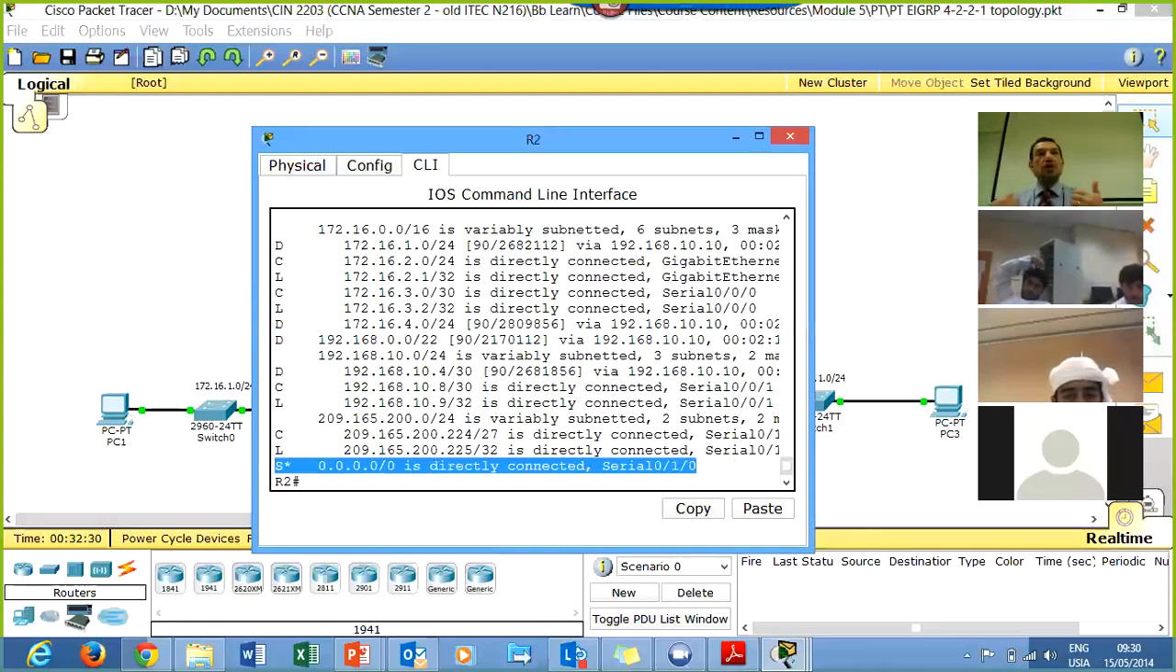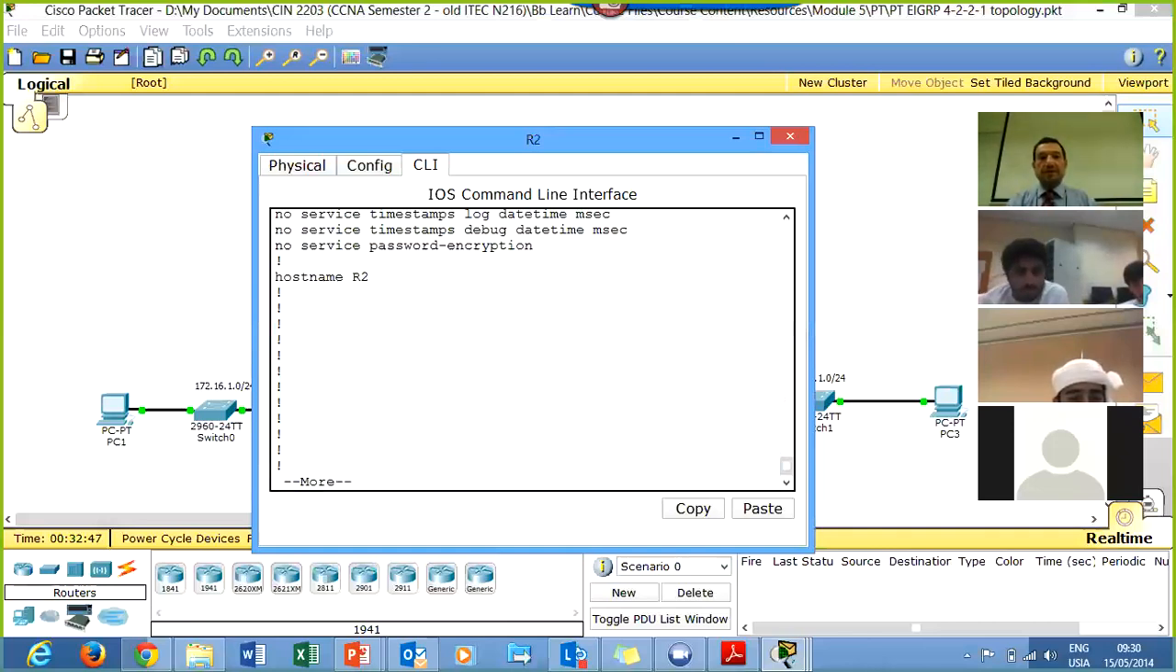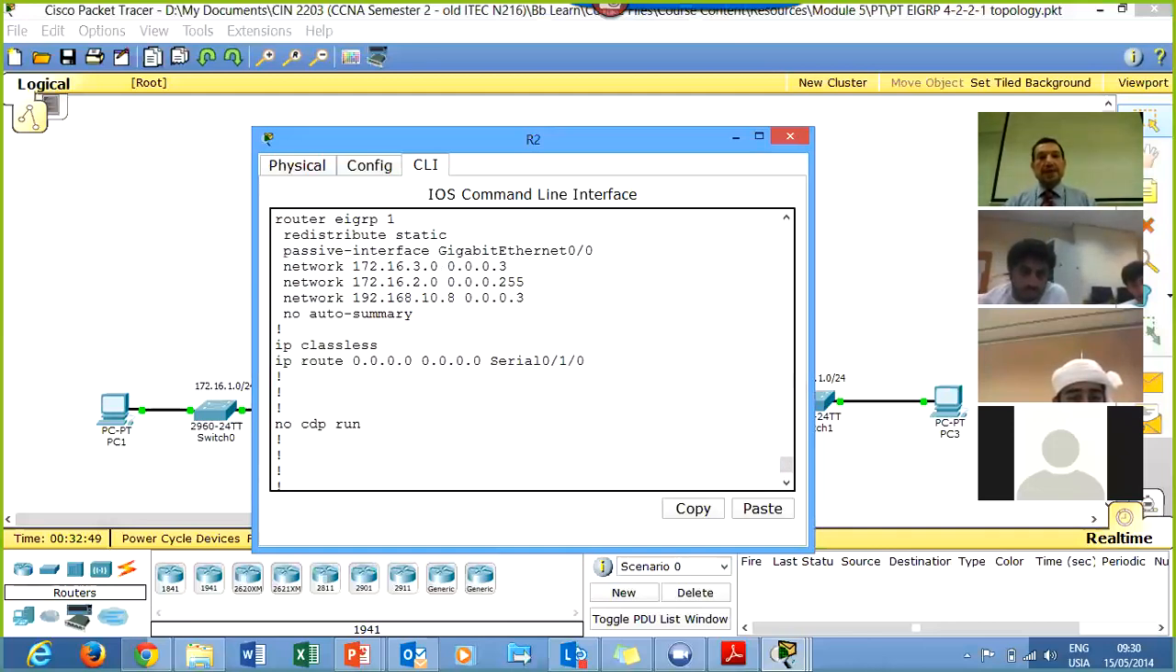But this is only good for me. R1 and R3 have no idea of it unless I tell them, come to me if you want to reach the internet. And I do this by typing this command. Under my EIGRP process, I want you to take this route and redistribute it to all of my EIGRP neighbors. Why did I say static? Because this default route is actually a static route. It's a special case of a static route, but still it's a static route, yeah? And this is what's happening here.